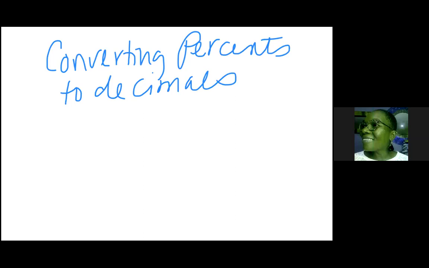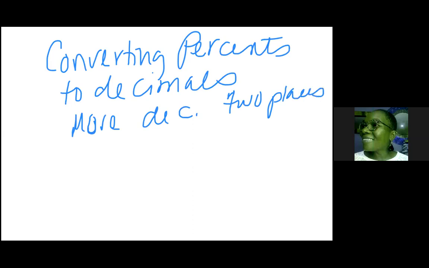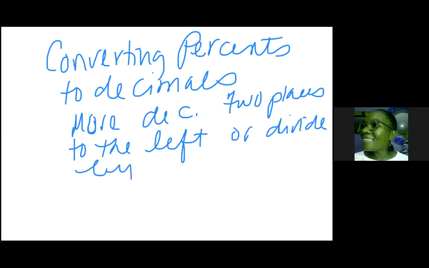So to convert a percent to a decimal, guys, you simply move the decimal. Take your decimal place, move the decimal 2 places to the left, or you can go ahead and divide by 100. Either move 2 places to the left, or you go ahead and divide by 100.